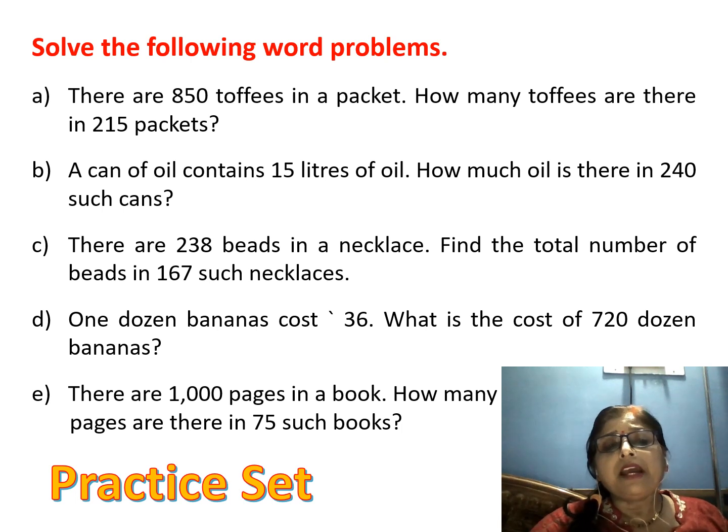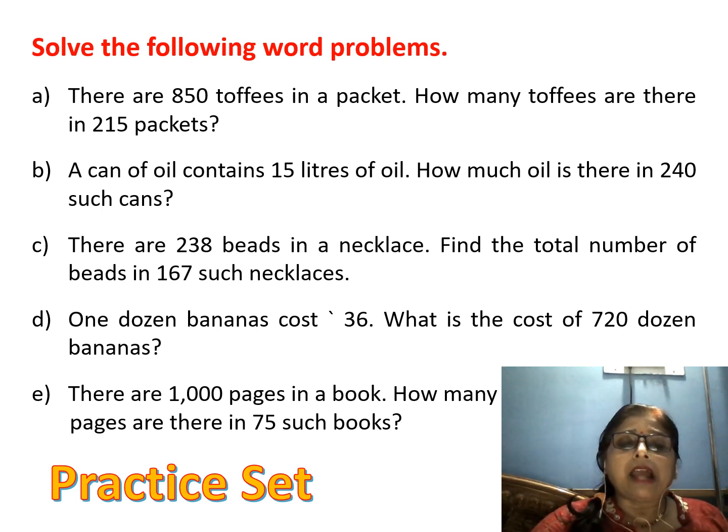First question: there are 850 toffees in a packet. How many toffees are there in 215 packets? Second: a can of oil contains 15 liters of oil. How much oil is there in 240 such cans? C: there are 238 beads in a necklace. Find the total number of beads in 167 such necklaces. D: 1 dozen bananas cost rupees 36. What is the cost of 720 dozen bananas? Last one: there are 100 pages in a book. How many pages are there in 75 such books?